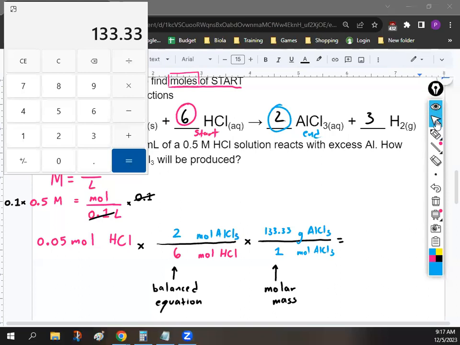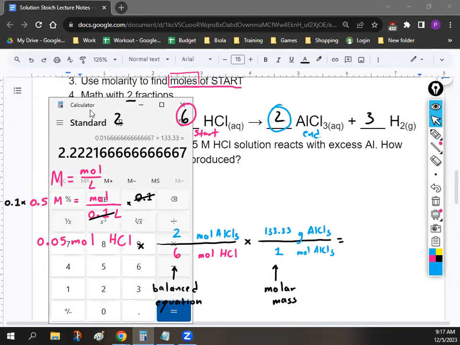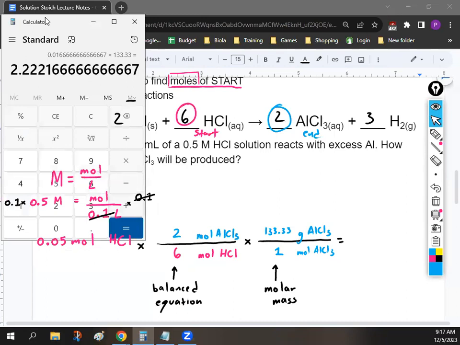All right, so all we have to do now is plug it into the calculator and we're all done. We take our starting number, 0.05, multiply everything on the top, divide the bottom. So we multiply by 2, divide by 6, and then multiply by 133.33. You should get a final answer of about 2.22. So your final answer will be 2.22 grams of AlCl3.